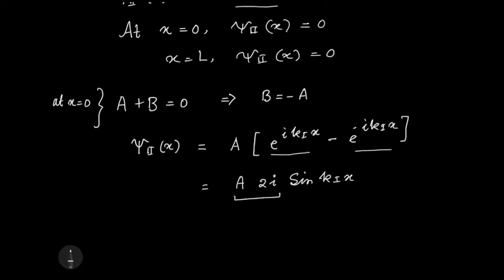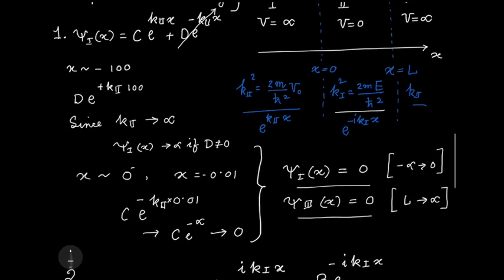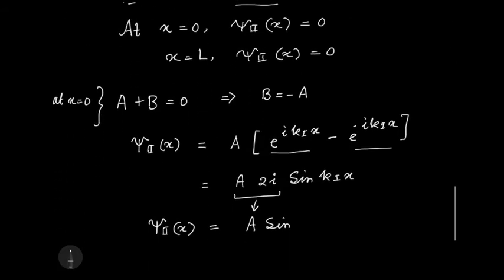And this entire thing, as I said, A is arbitrary, so you don't know what it is, so I can write this entire thing as A. So psi2x is A sine k1x. And remember, what is k1? k1 square is 2mE by h cross square, so k1 is root 2mE by h cross square, and that is k1 times x.